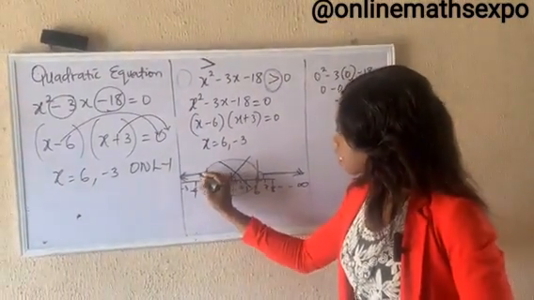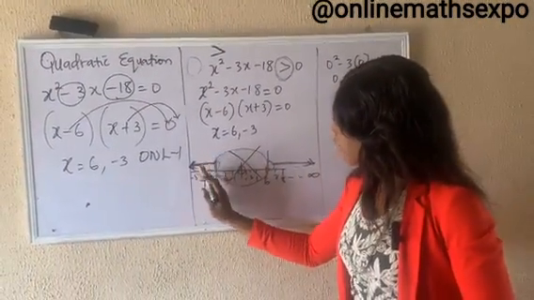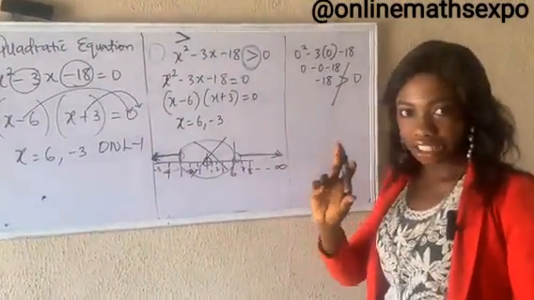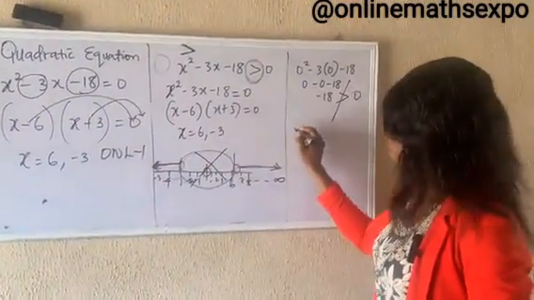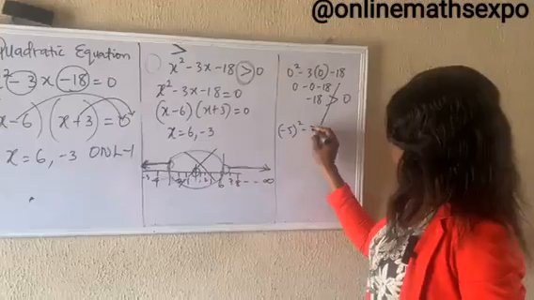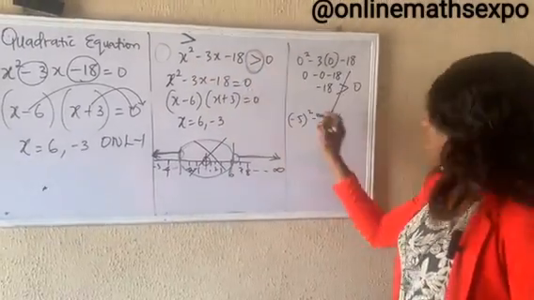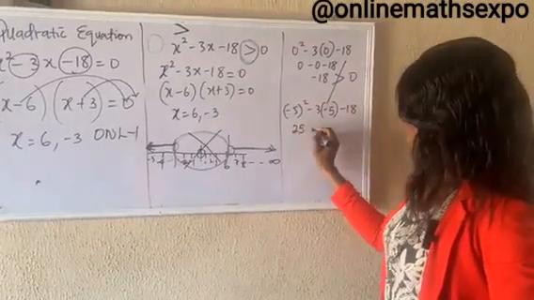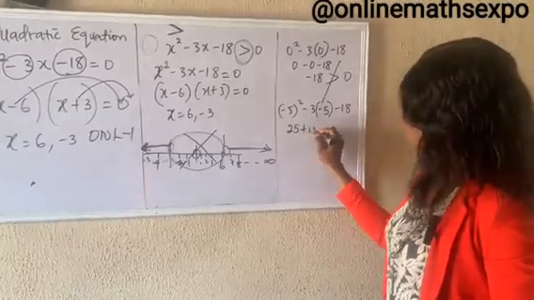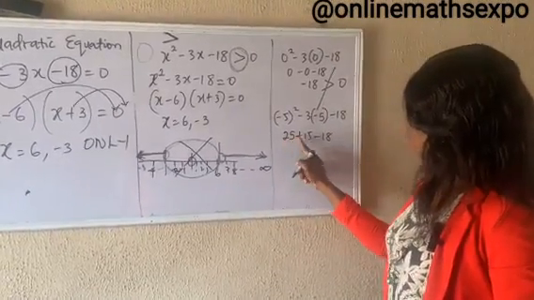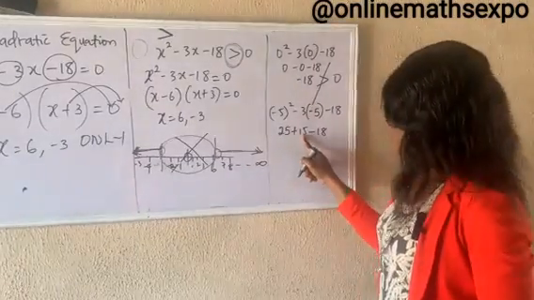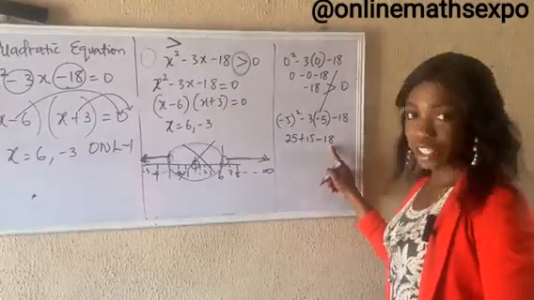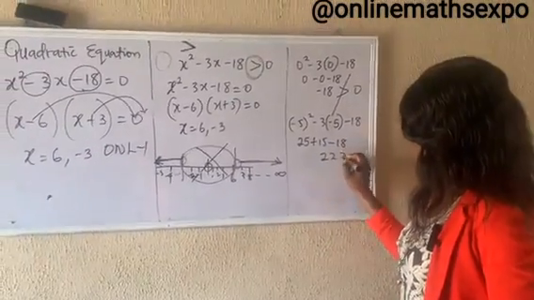So which value will satisfy the inequality? If we pick any value from this point down to negative infinity, or pick any one from here, let's pick one and test. Let's assume we pick minus 5. So we have minus 5 squared minus 3 into, remember we are substituting it here, into minus 5 minus 18. Minus 5 squared will give us 25. Minus 3 times minus 5 will give us plus 15, minus 18. You see that 25 plus 15 will give us 40, and 40 minus 18 will give us 22. And you see that 22 is greater than 0.